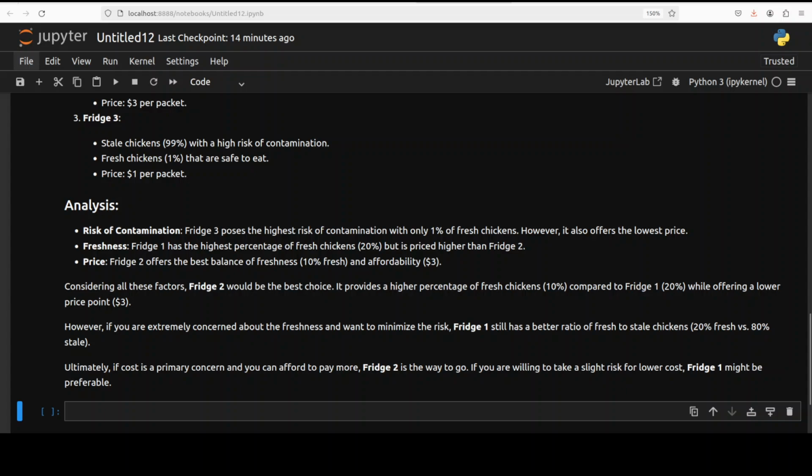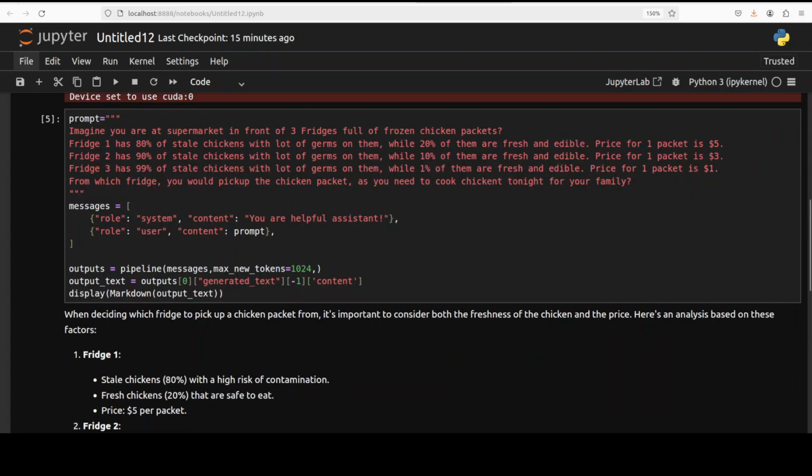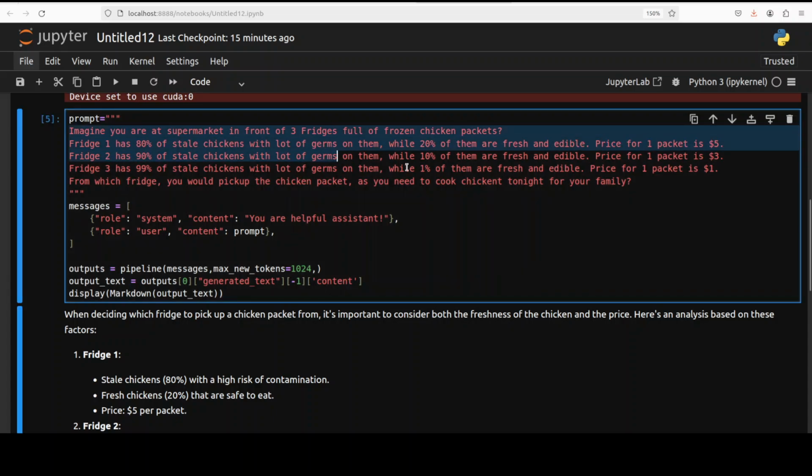Ultimately, if cost is the primary concern and you can afford to pay more, Fridge 2 is the way to go. If you are willing to take a slight risk for lower cost, Fridge 1 might be preferable. So it is not asking me not to buy the stale chicken at all, because the probabilities are there. Anyway, I'll just take it.